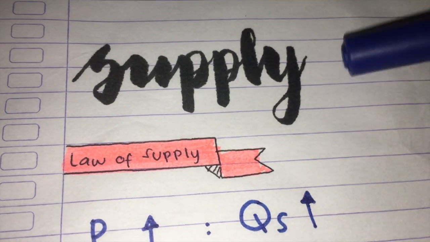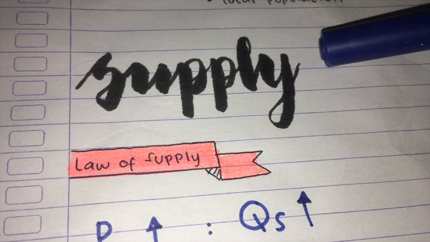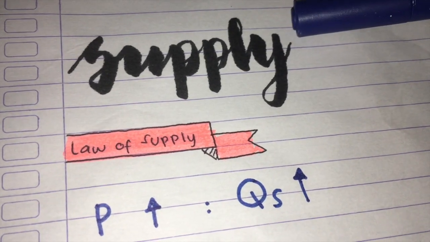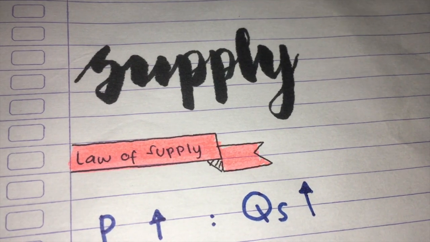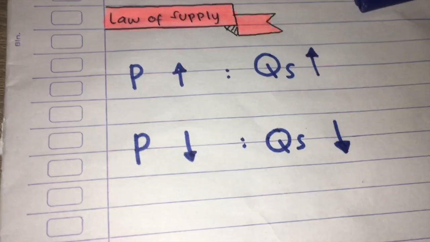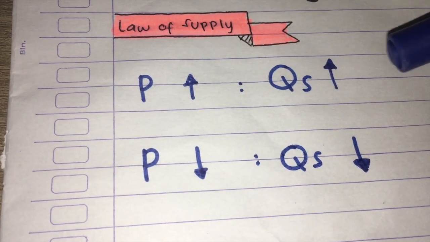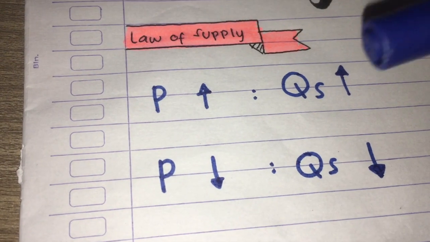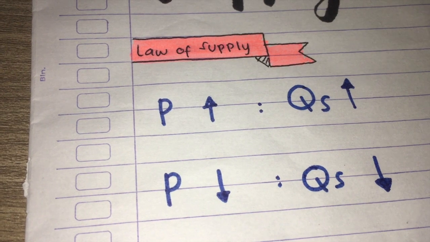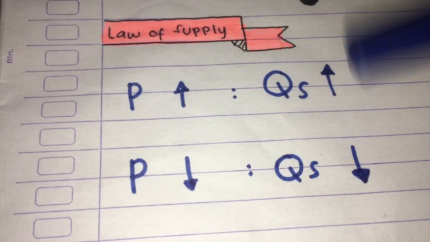The next one is supply. Supply is the different quantities of a good that sellers are willing and able to sell or produce at different prices. Next is the law of supply. When the price goes up, the producer is gonna produce more because they will make more profit. When the price goes down, they're gonna produce less because the producer will make less profit. That is the law of supply.